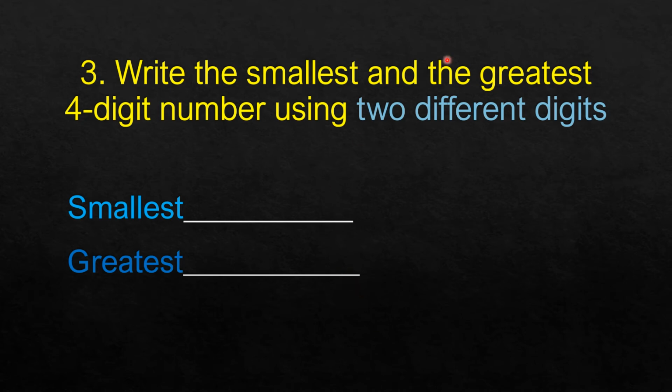Write the smallest and the greatest four-digit number using two different digits. So first we write the smallest number. We have one condition, two different digits. We should use only two digits. So the smallest two digits are 0 and 1. So what will be the answer? 1000. So we use only two digits here. This is the smallest four-digit number using two different digits. Now, what will be the greatest number?